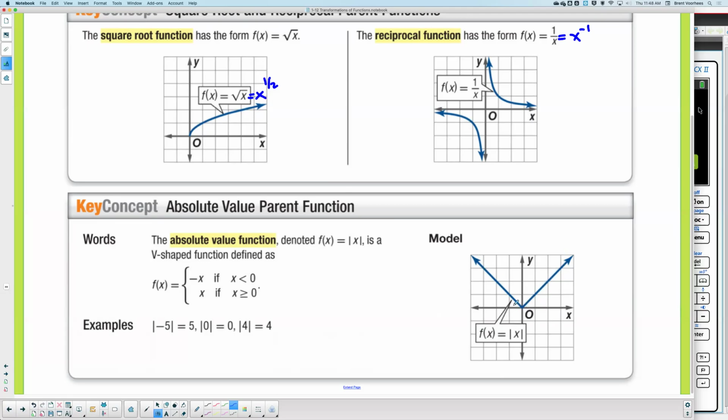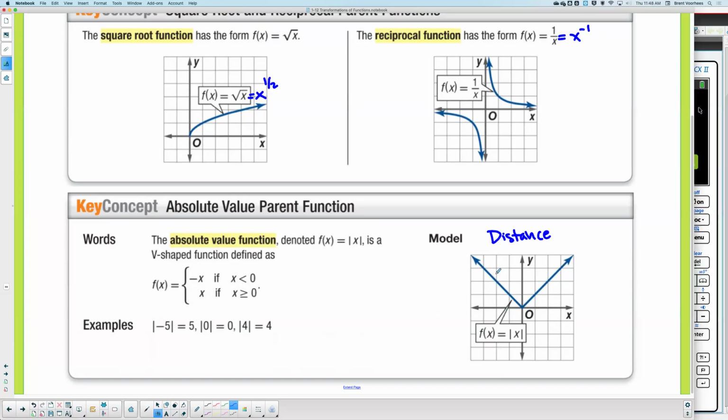How is this different from a line? What's the linear parent function? What's the only difference? Yeah, because it bends, because with absolute value, you have no negatives. This is how you, in the real world, model distance. So put that on there. It's linear, but without any negative portions.